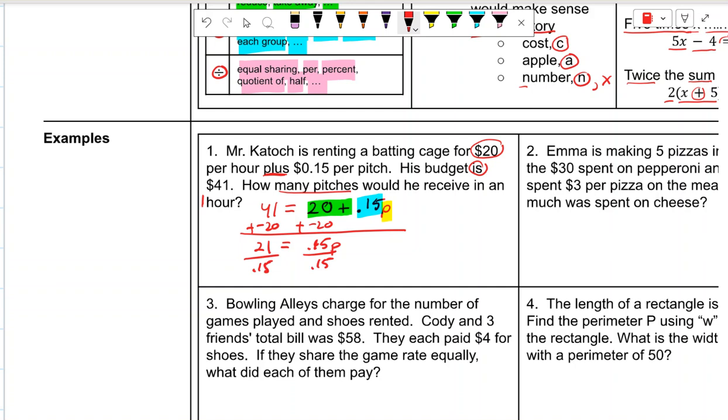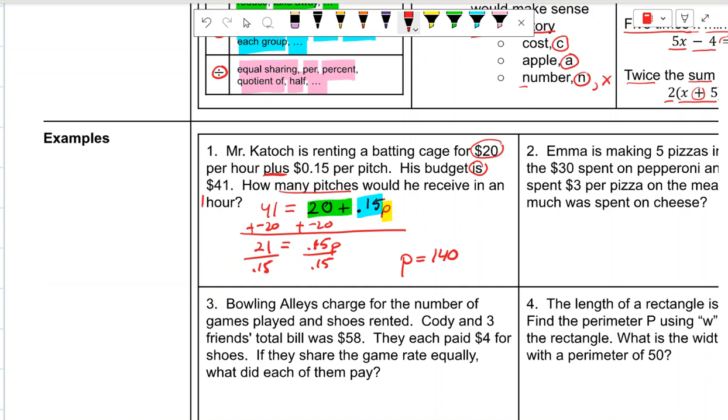And now this is definitely a calculator problem, 21 divided by 15 cents. And when you put it in your calculator, you're going to get P is equal to 140. Now what does that stand for? That's the amount of pitches he's going to receive in 1 hour. Now think about that for a second. You got 60 minutes in an hour.